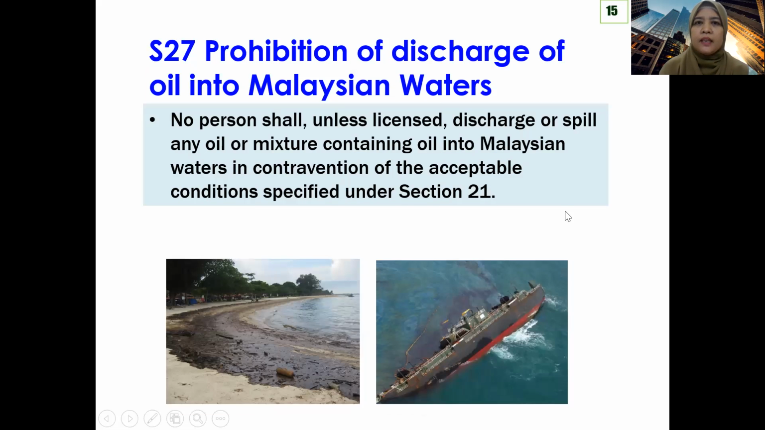Section 27, yeah, okay, this is quite specific. It says there, prohibition of discharge of oil into Malaysian waters. Tak boleh melepaskan minyak di perairan Malaysia. Okay. No person shall, unless licensed, discharge or spill any oil or mixture containing oil into Malaysian waters in contravention of the acceptable conditions specified under section 21. So tak boleh menyebabkan pelepasan minyak ataupun sebarang campuran berminyak di perairan.